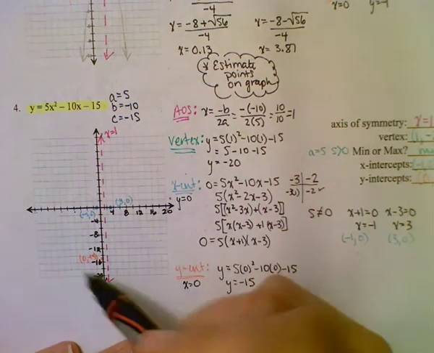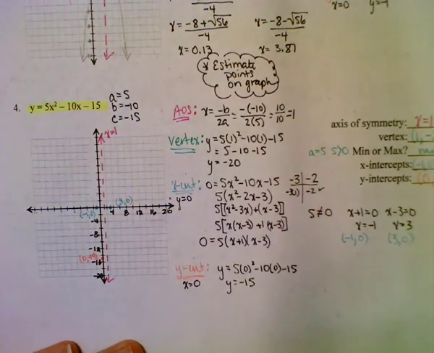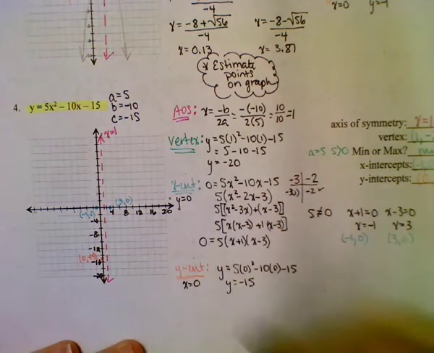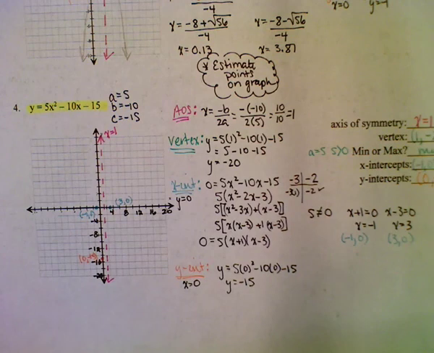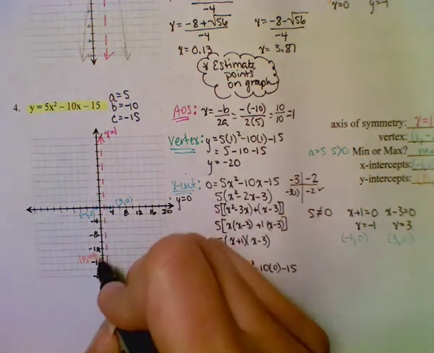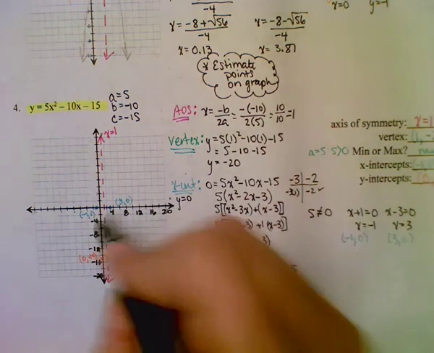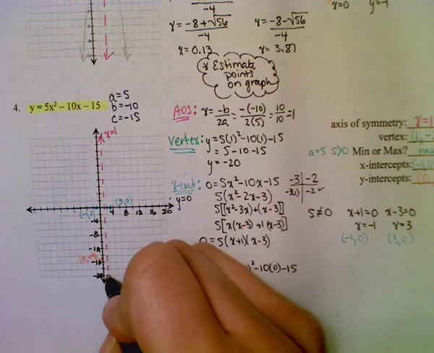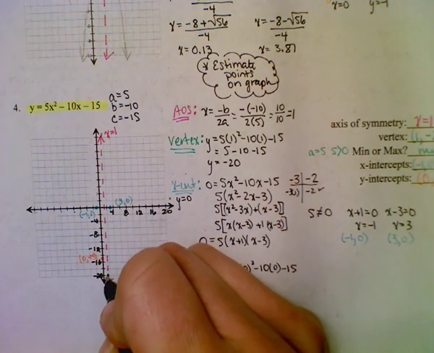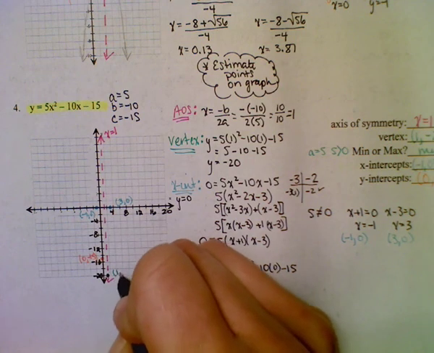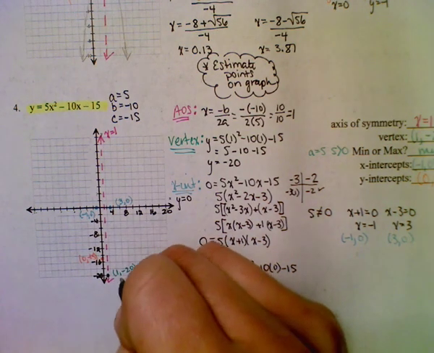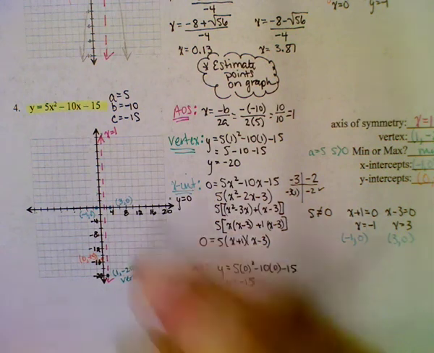And that gives me 4 points. Oh, I never put my vertex on the graph. I wrote it down, but I never drew it. So let's go ahead and draw that real quick so we have 4 points, because I see 3. We said our vertex was at 1, -20. There it is, way down there. There it is, 1, -20, and that's our vertex. All right, almost done. We need 1 more point.